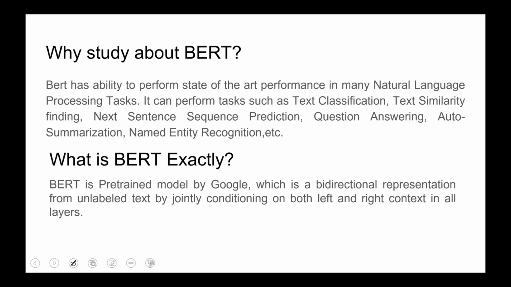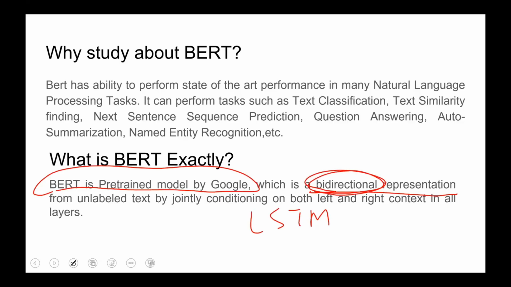But BERT is basically a pre-trained model. So we don't have to spend much time training it, and we don't need that much computational power to train the model. And it is a bidirectional representation. This is a very important word: bidirectional. In fact, LSTM was modified by some researchers to give you bi-LSTM. So what is the meaning of bi-LSTM?